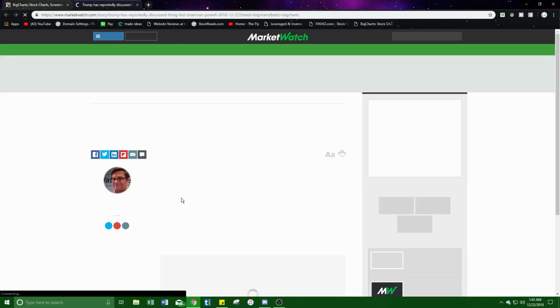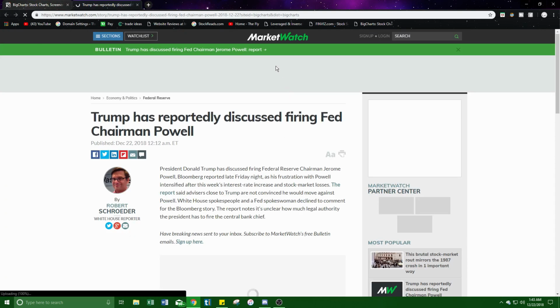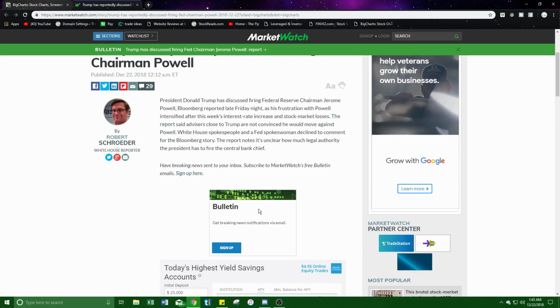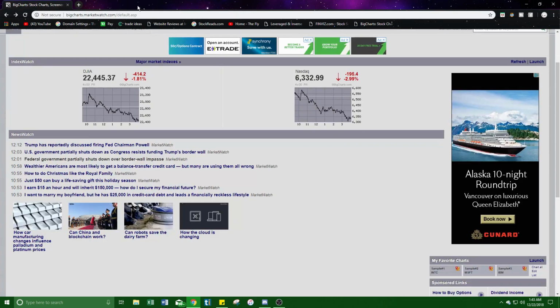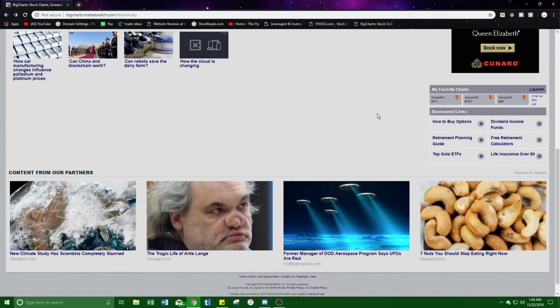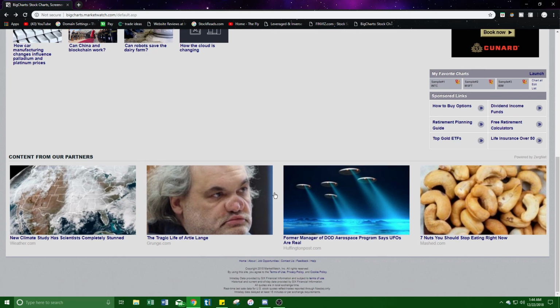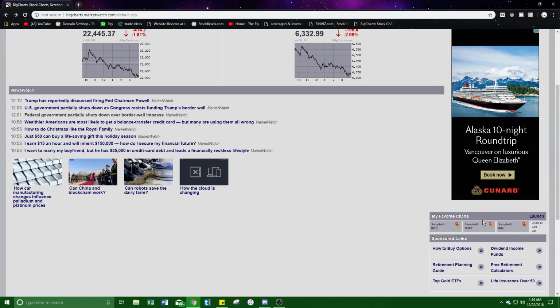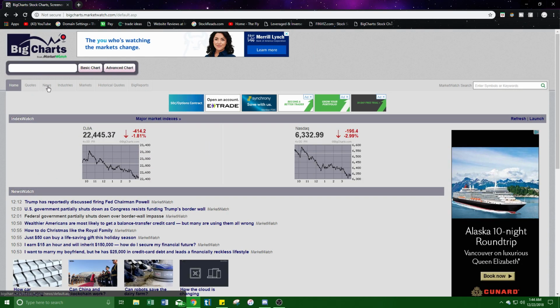And if you click on that, it'll take you right to Marketwatch and the article that was the headline. You can click back off of that. And then if you scroll down, you just got some ads in here. Basic for a free website, you're going to have ads. And then you got my favorite charts right here. You could edit it if you wanted to. But then let's go up here to the news.